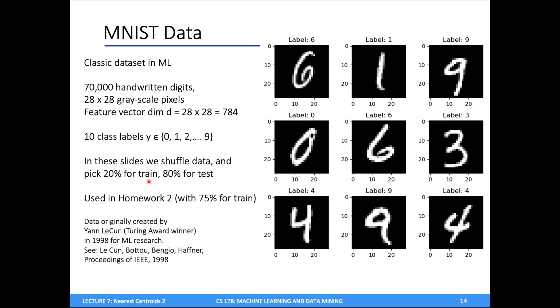Then I'm going to use 20% of my data for training and 80% of my data for testing. I think these are flipped. It should be 80% train, 20% test. So small typo here.